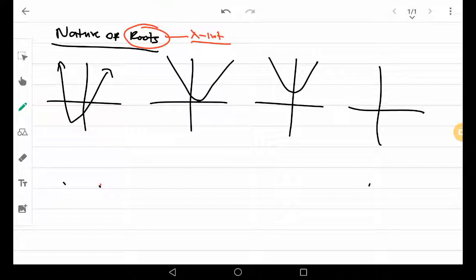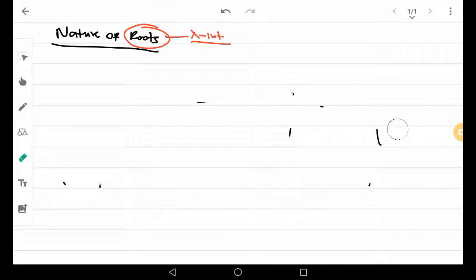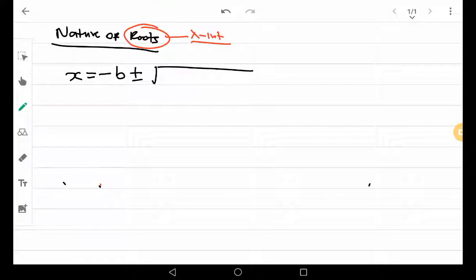So we have different situations. So first, let's talk about the nature of roots. Even before we come to that, let's discuss the quadratic formula. This one: x is equal to minus b plus or minus the square root of b squared minus 4ac, over 2a.